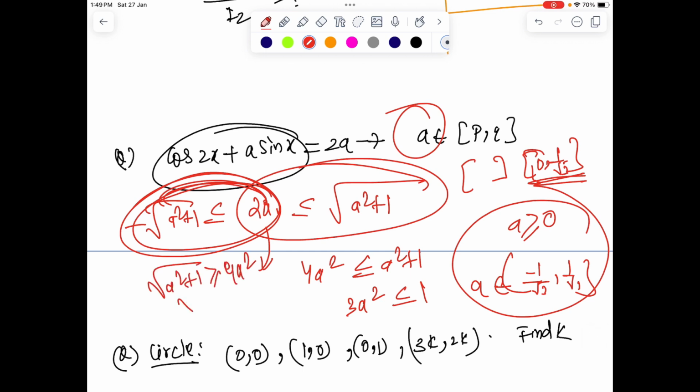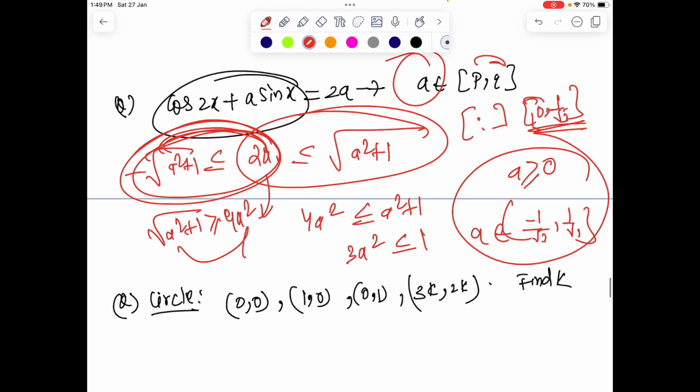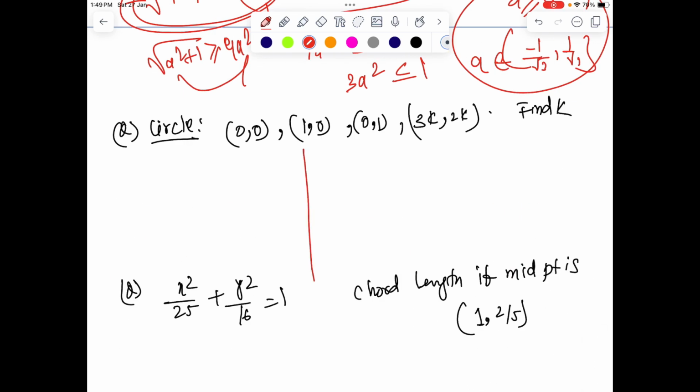So a square plus 1 will be greater than 4a square, and accordingly you can find, and hence find p and q. Next question was from circle, and it is the easiest problem, I guess, from the entire paper.